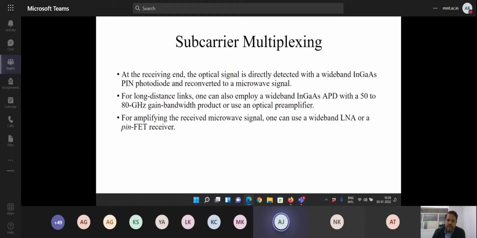Are you familiar with this term LNA, which is given here? Does anyone know what is the full form of LNA?